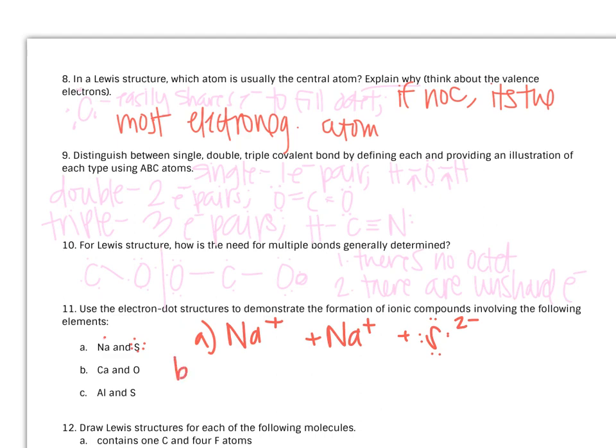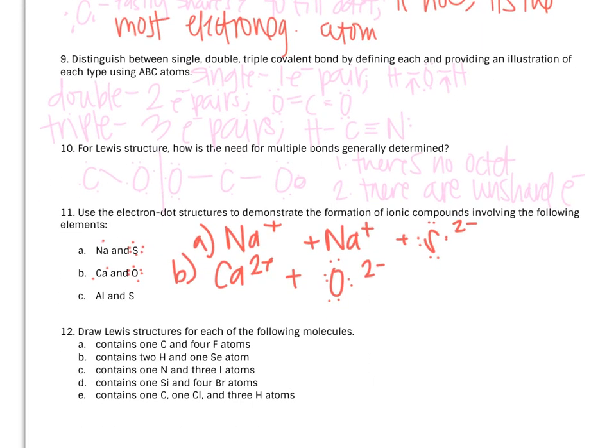Okay, let's try it for B. So calcium has 2. Oxygen, as we know, has 6. What am I saying? Has 6. So here, in order to get an octet, how many electrons does oxygen need? It just needs 2, so it only needs 1 calcium ion. So in this case, calcium is going to lose its 2 electrons to get a positive 2 charge, plus oxygen with its octet now has a 2- charge.